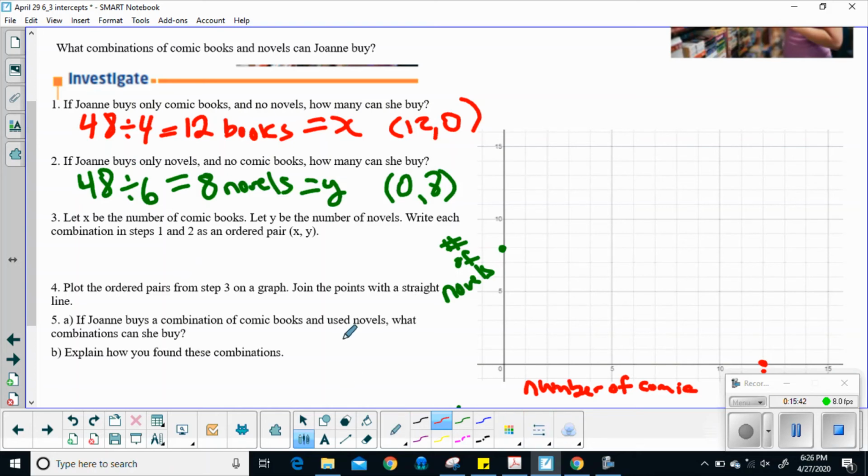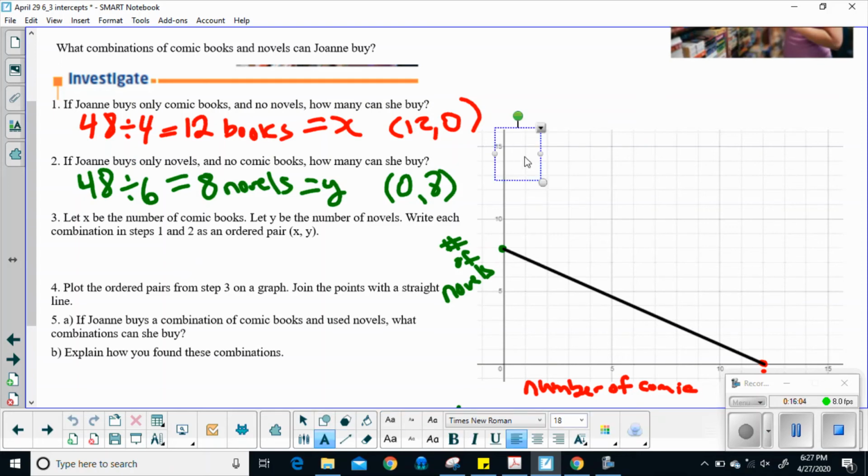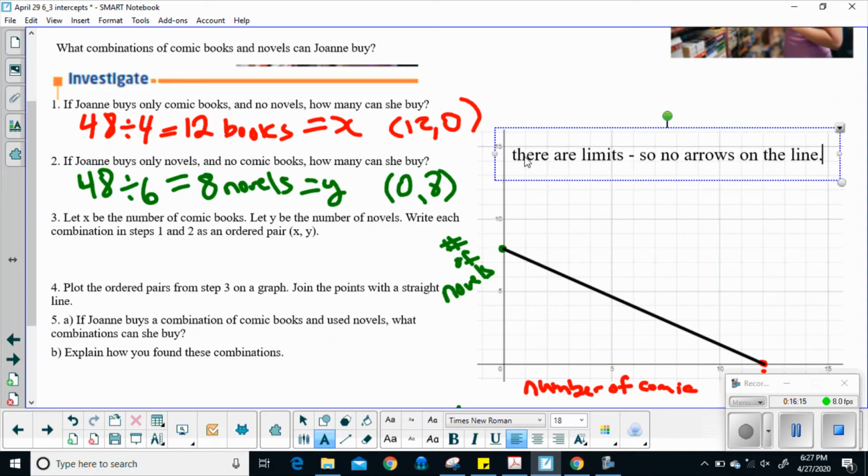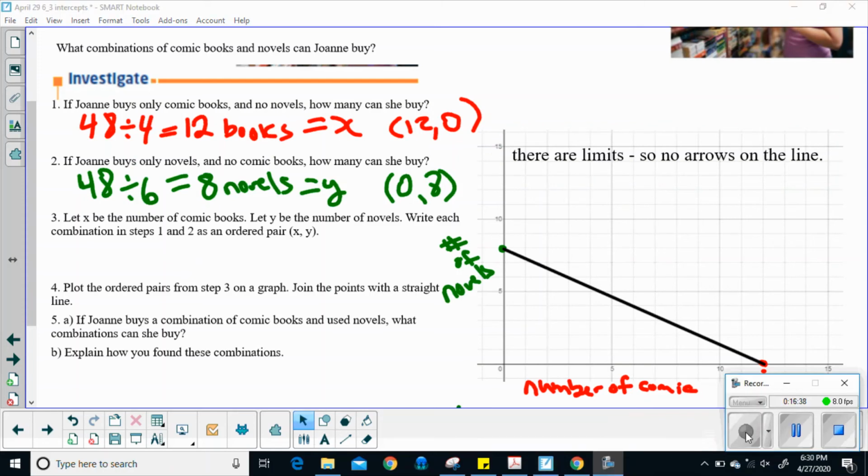So if I want to figure out a combination, how would I figure out those combinations? We can do a line. So I go from my y-intercept, which is novels only, to my x-intercept, which is comic books only. And this time I am definitely not putting arrows on this because I do have definite limits. So there are limits. So no arrows on the line. It's starting and ending at our axes.